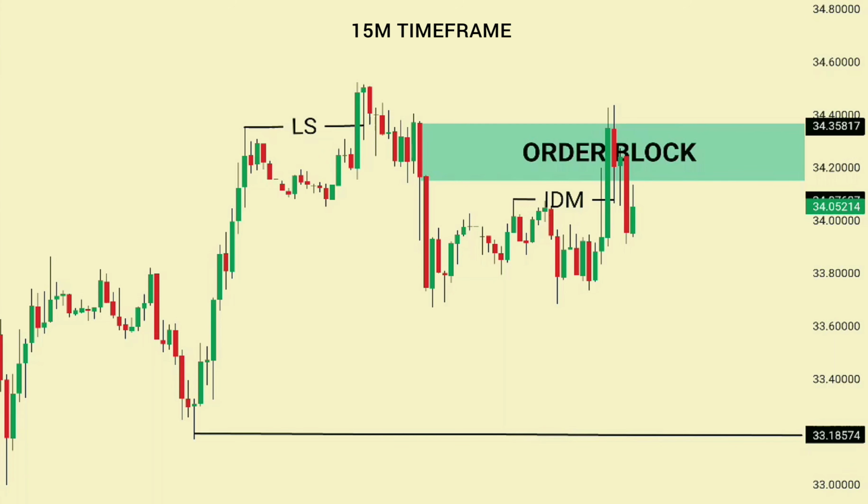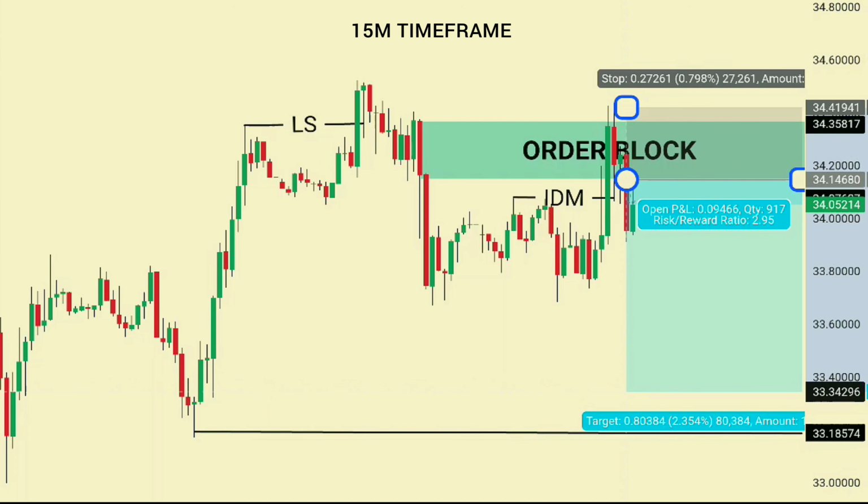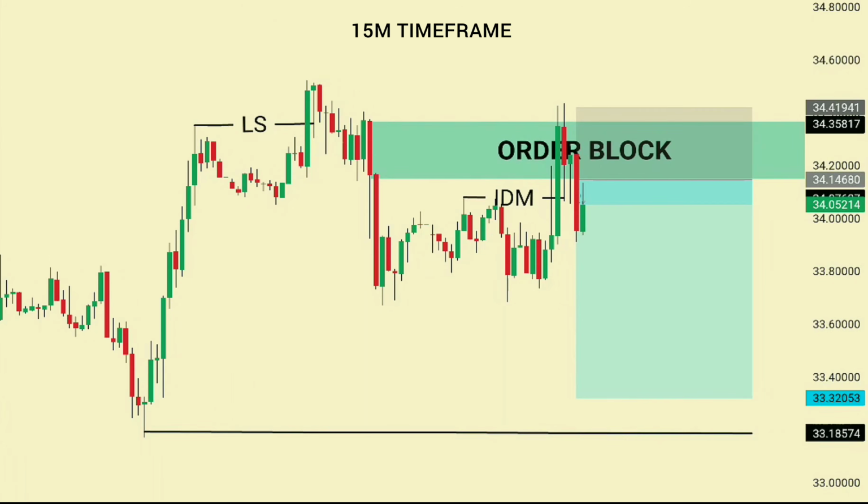After receiving my confirmation, I execute the sell trade without hesitation. My stop loss is placed safely above the order block to protect the trade if the setup fails. For my take profit, I target the sell-side liquidity below because that's where price is likely to be drawn. This gives me a clean 1 to 3 risk-to-reward ratio. Once the trade is placed, I simply follow my plan and let the market do the rest instead of making emotional decisions.